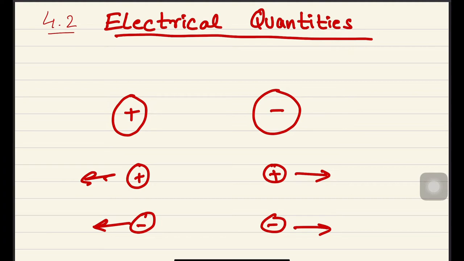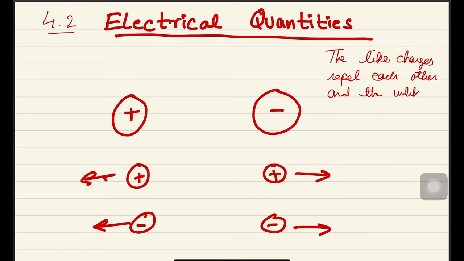So from the introduction of charges, we have to say that like charges means positive positive or negative negative. So like charges repel each other, and unlike charges attract each other. For example, positive and negative charges will attract each other. Positive positive charges and negative negative charges will repel each other. So that's the basic phenomena of the charges.